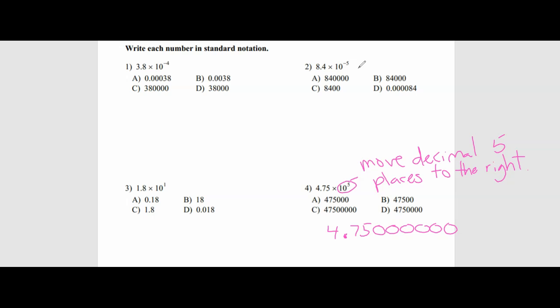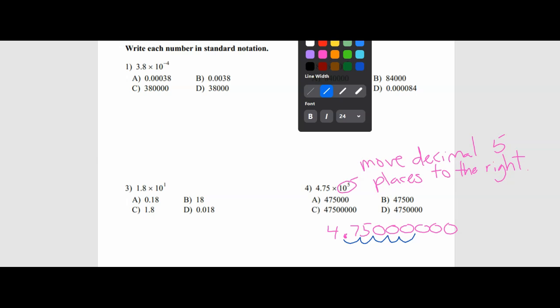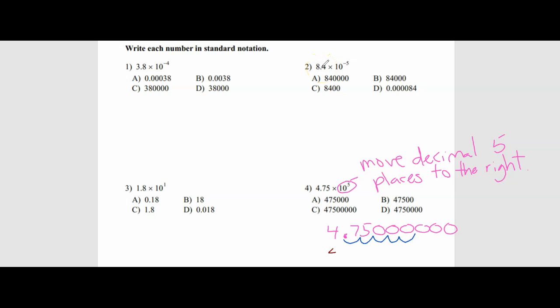So I'm going to move it 5 places: 1, 2, 3, 4, 5. So my new number becomes this: 475,000. You can put the other zeros there if you want.